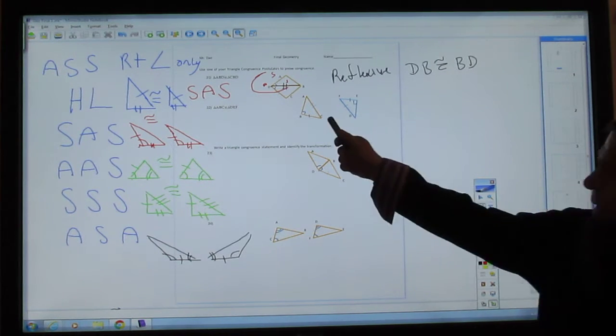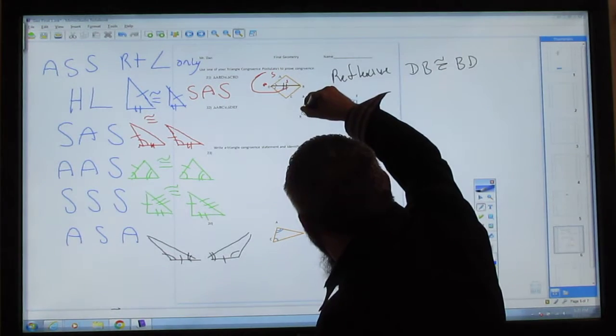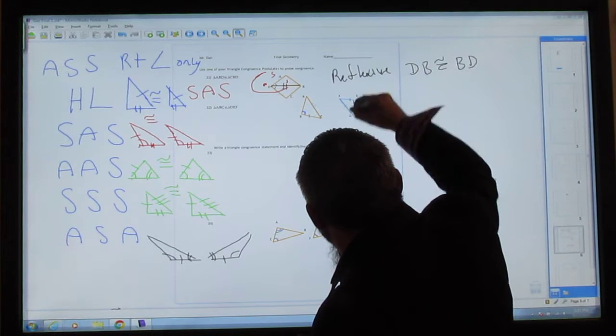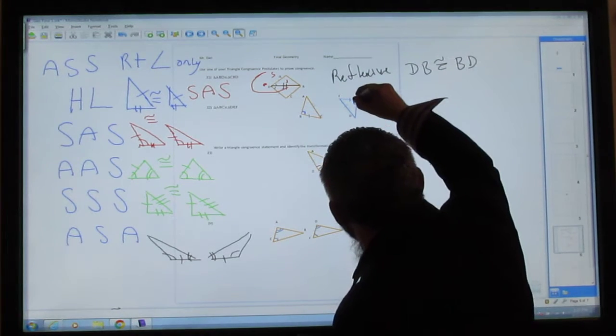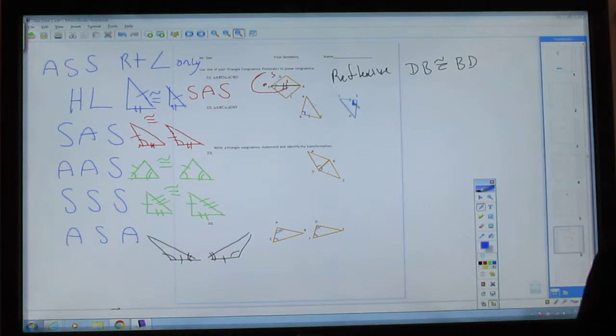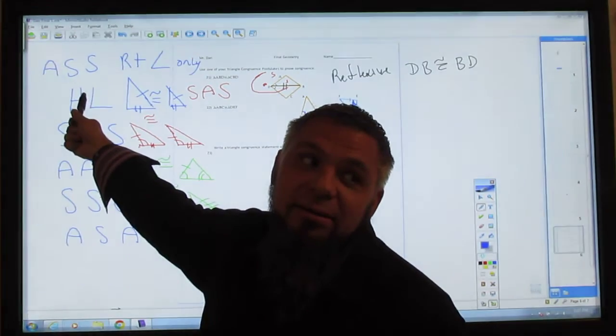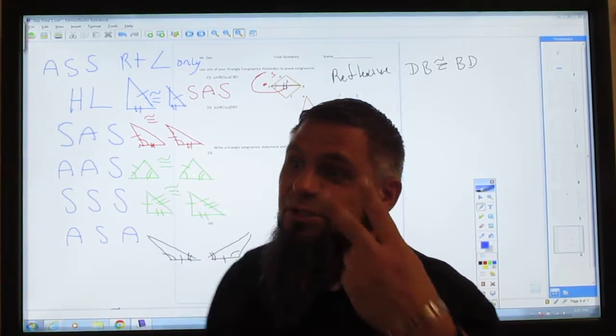What about this one? It's a right triangle. See this square right here? This is telling me that it's right. The square is saying that it's a right angle. If it's a right angle, I'm going to be looking for this guy right away, because I only need two things.